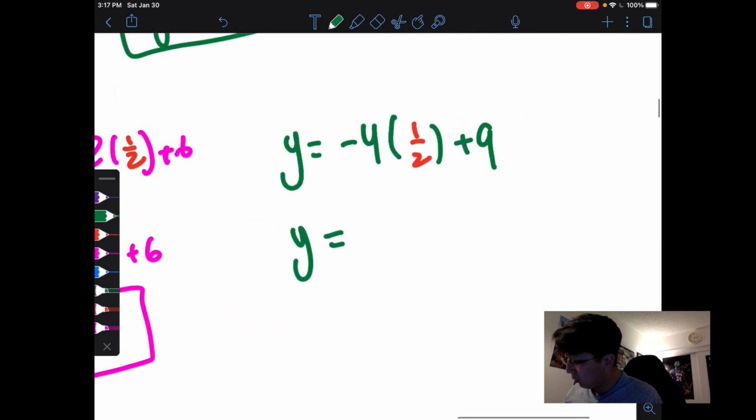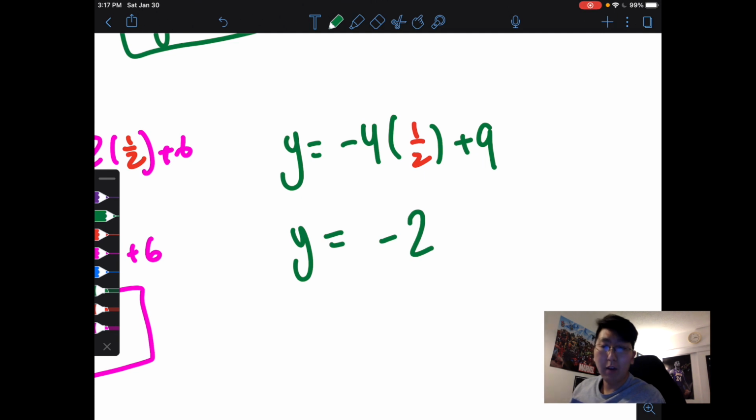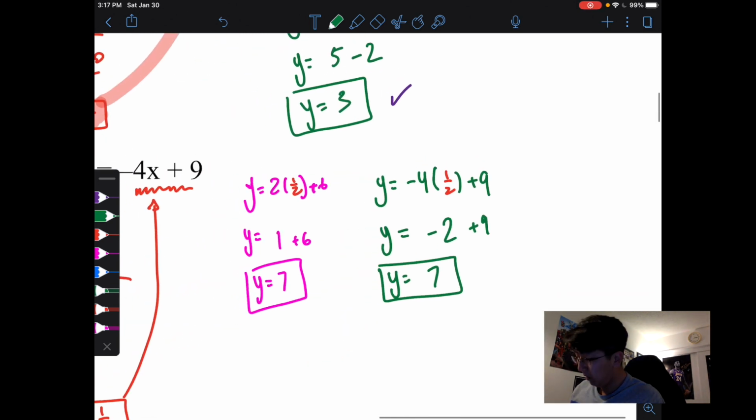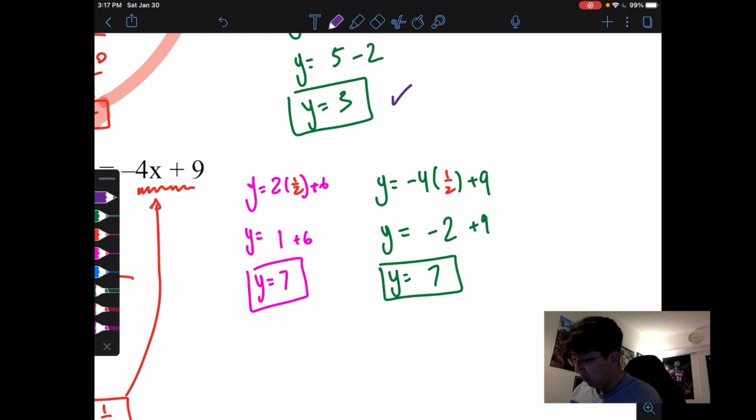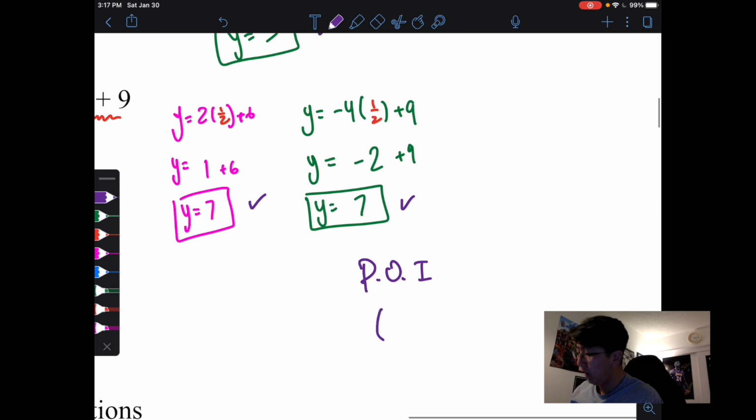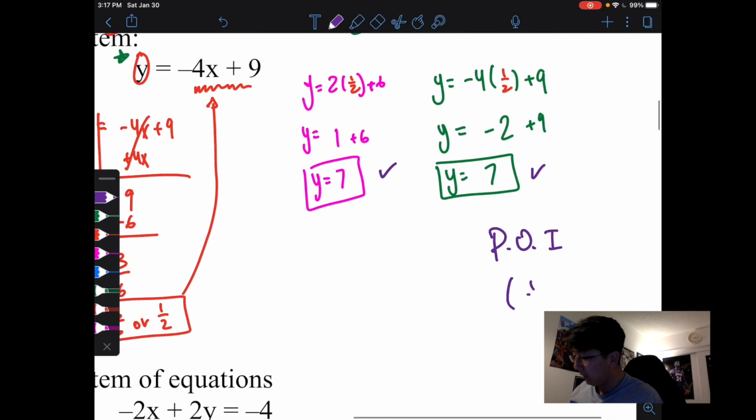So y equals -4 times 1/2 is -2. Right, 1/2 of -4 is -2. Plus 9, y equals -2 plus 9 is 7. So I got 7 on both. That means that the point of intersection, or our POI, is going to be when x is 1/2 and y is 7.